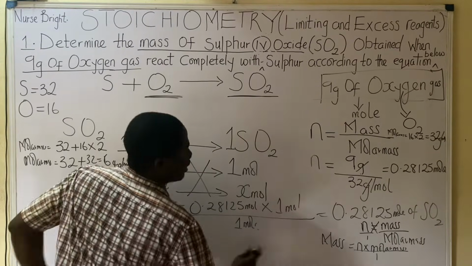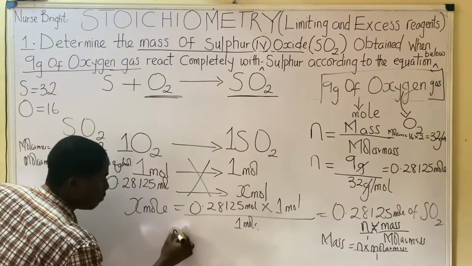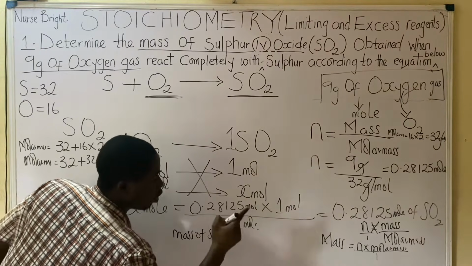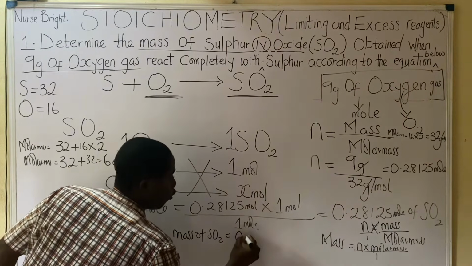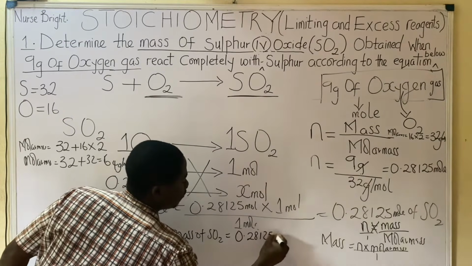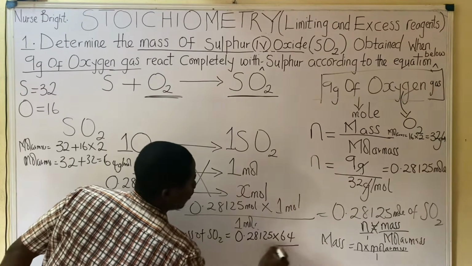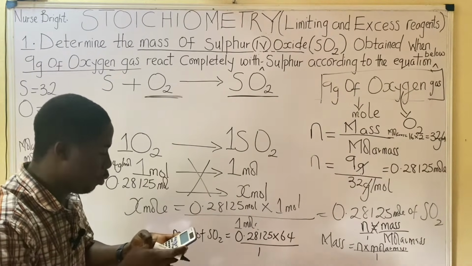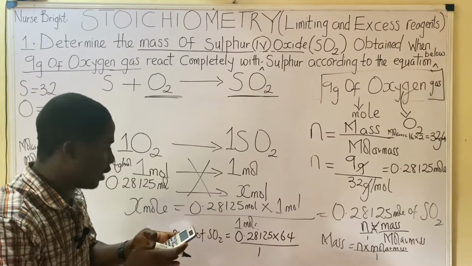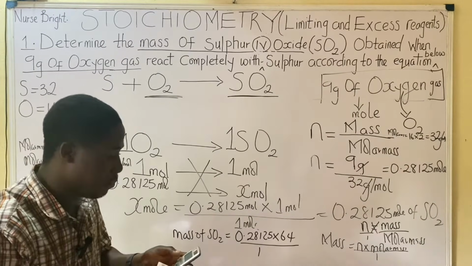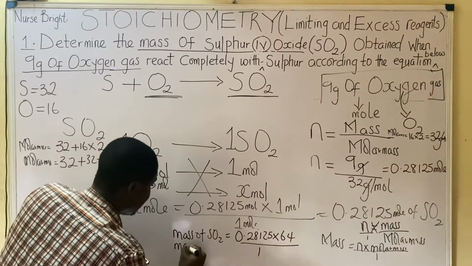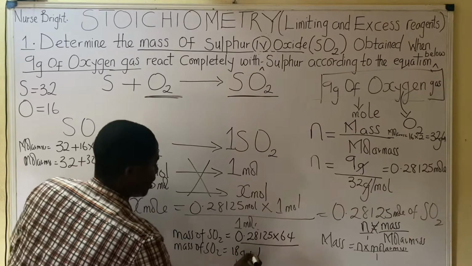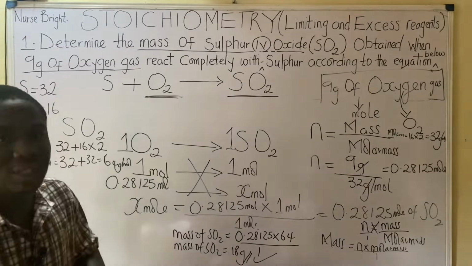0.28. Let's write it here. Mass of SO2 is going to be equal to the number of moles, that value, 0.28125, times the molar mass, 64, divided by 1. Anything divided by 1 is that particular thing. So let's solve: 0.28125 times 64, which is the molar mass of SO2, divided by 1. So we have a mass of SO2 to be 18 grams. Are you following me now? So this is the answer to this question.